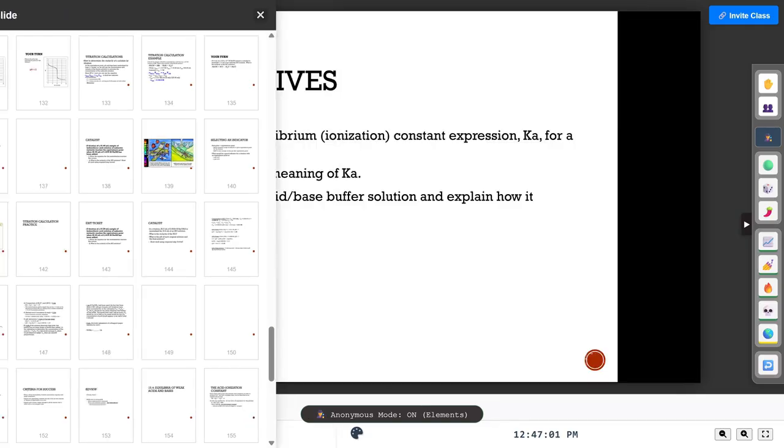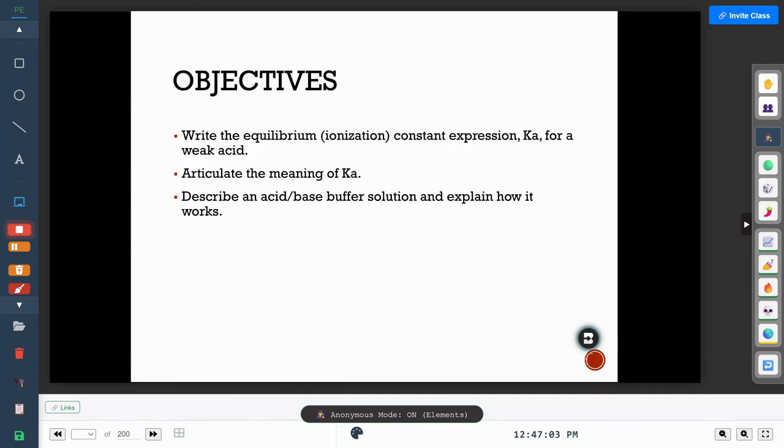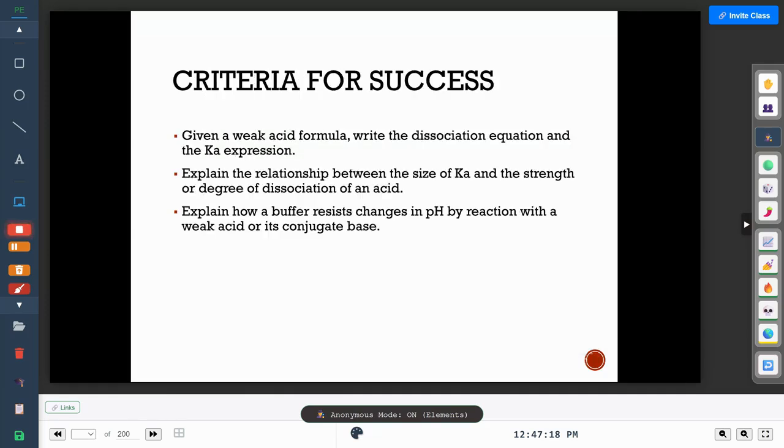All right. So our objectives here today are going to be to write the equilibrium or ionization constant expression, Ka, for a weak acid, to tell the meaning of Ka, and to describe an acid-base buffer solution and explain how it works. And so walking out of here today, if we give you a weak acid formula, you're going to write the dissociation equation and a Ka expression.